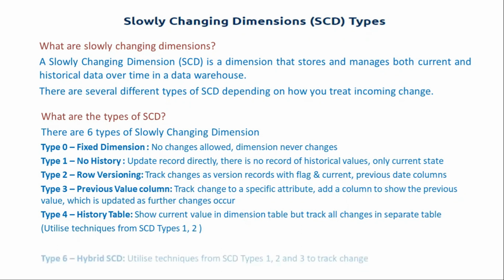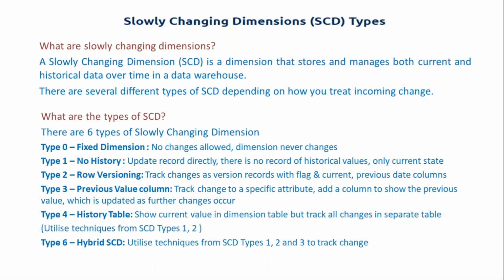Okay, and type 6. Don't worry where type 5 has gone. You need not worry, it has been designed like that. Types 0 to 6, you can say those are the 6. Type 6 is again hybrid SCD, that is a combination of 1, 2 and 3.